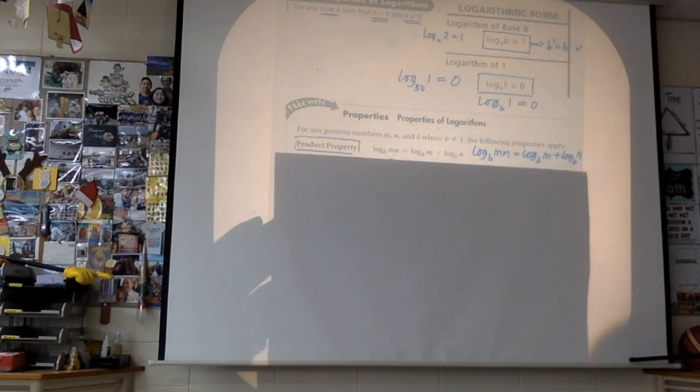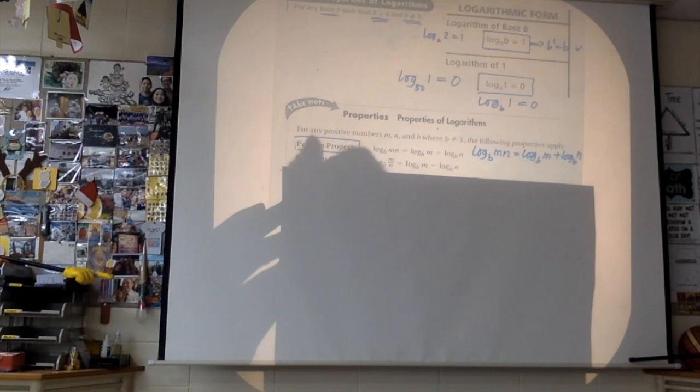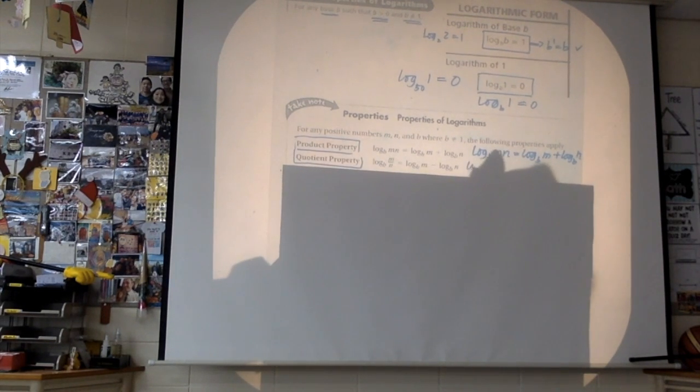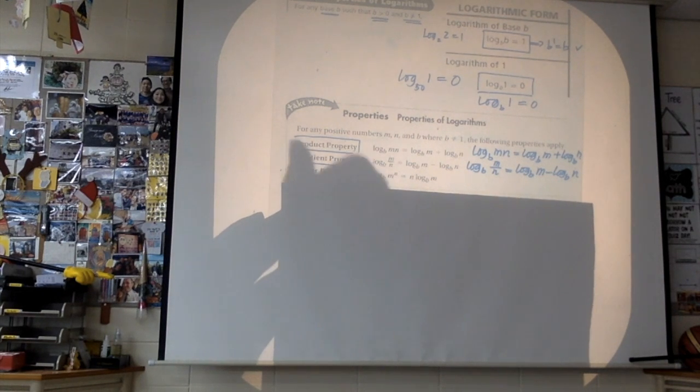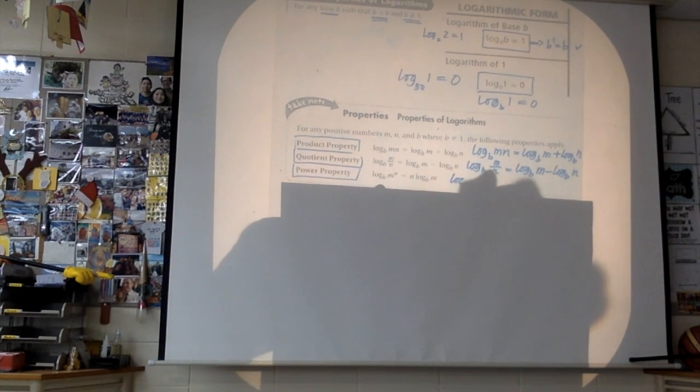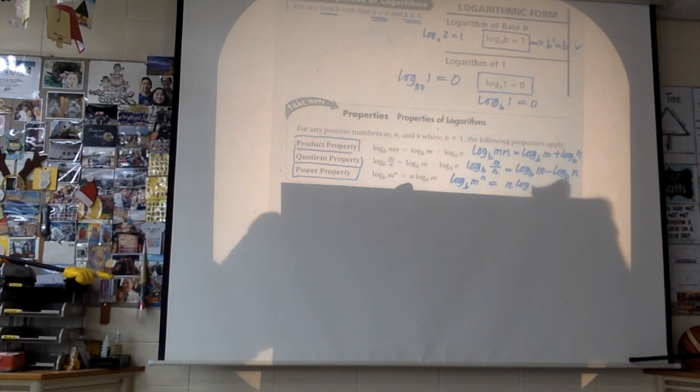I know that's going to be a little problematic, okay? Here's the quotient property. So we have log base b of m over n. So dividing is going to equal log base b of m minus log base b of n. So we separate, but we subtract when we take a quotient. Power: we're taking the log base b of m raised to the power n. That's going to equal n times log base b of m. That means the exponent comes to the front, and we multiply it by the log, okay?